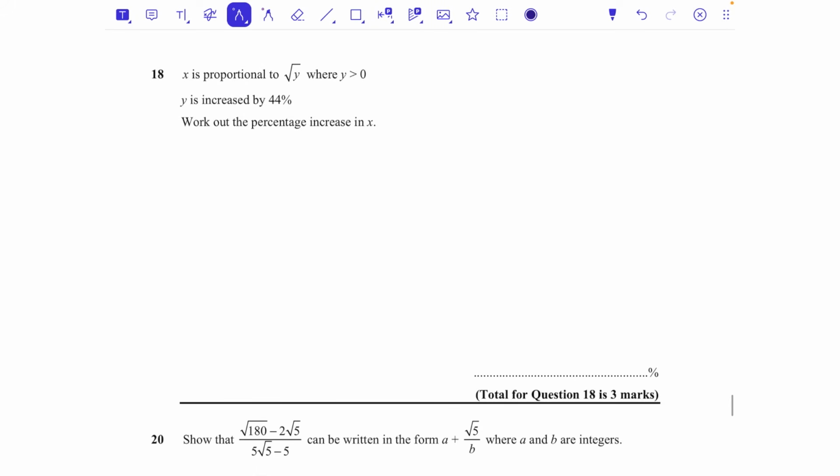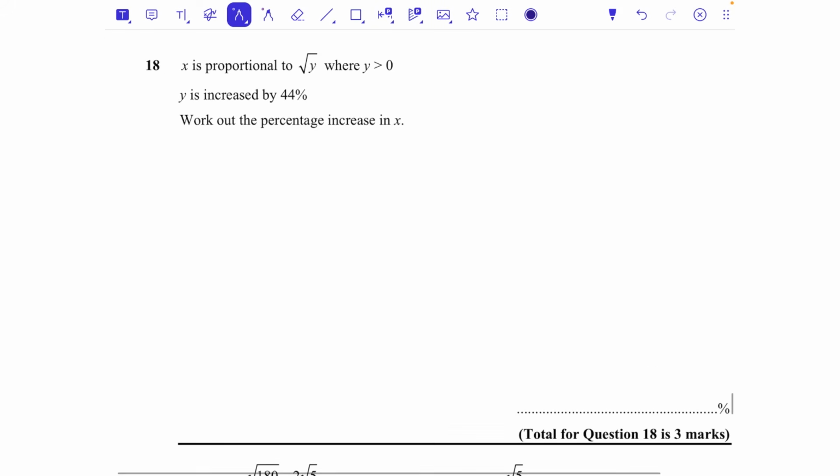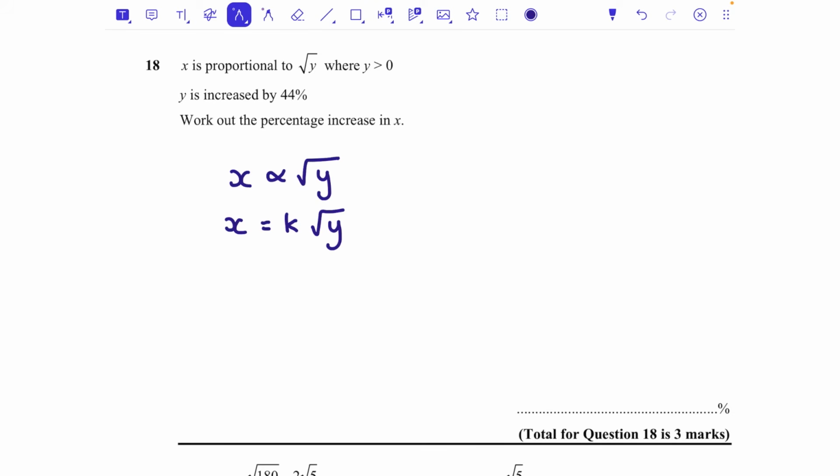X is proportional to the root of y, where y is greater than 0. Y is increased by 44%. Work out the percentage increase in x. This is tricky. So we want to start by saying x is proportional to root y. And we know that we can't solve equations with the proportional symbol in them, so we'll change it to an equals and a k. That should always be your first step with proportionality. This is just proportional. It's not inversely proportional, so we're not doing that fraction. And when it says proportional, we're assuming direct proportion. So there we go. That's the first step.